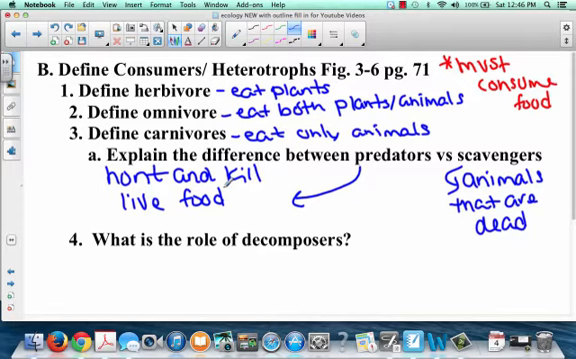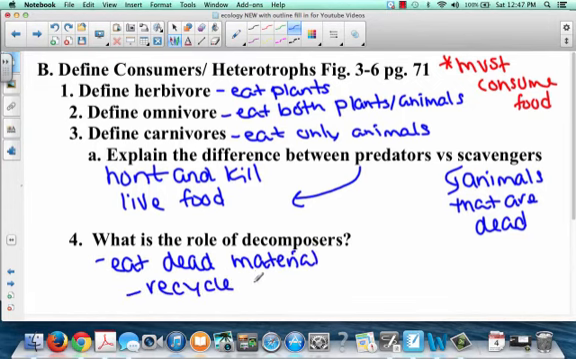So now we have all these things that are eating things. We all produce waste. What is the job of a decomposer? A decomposer is definitely a heterotroph because it eats its own food, does not make its own food, but it's going to eat dead material, and it is going to recycle the nutrients back into the food web.